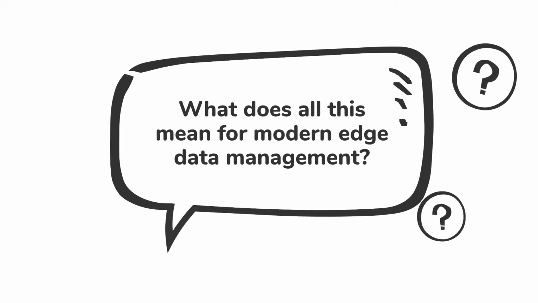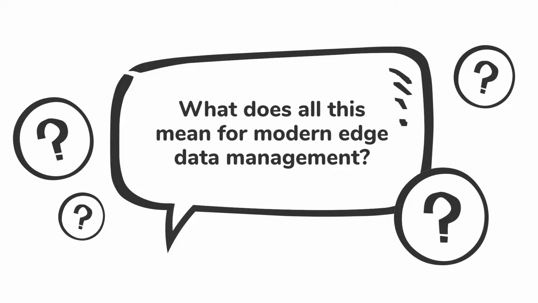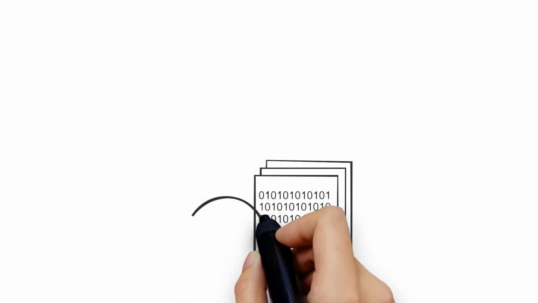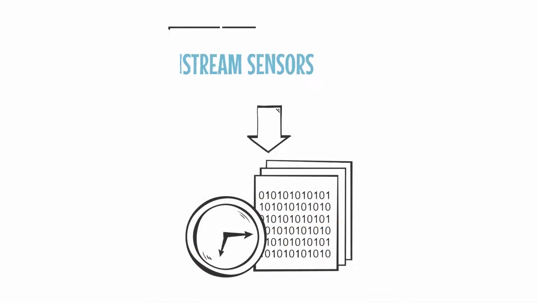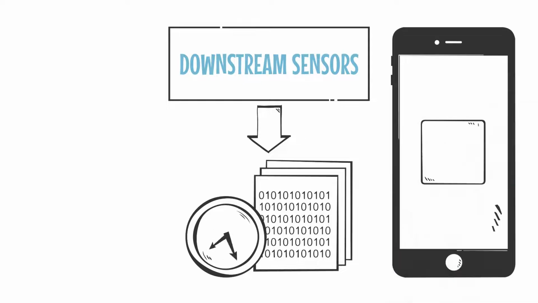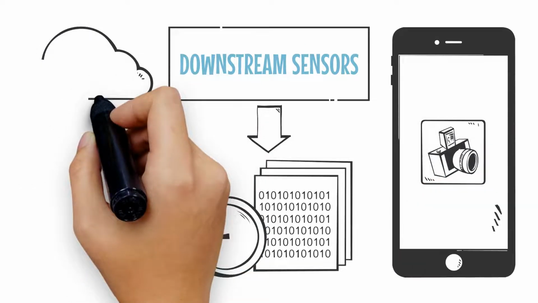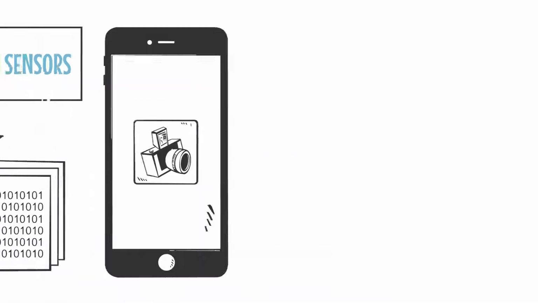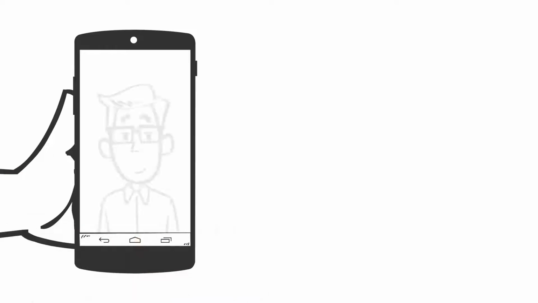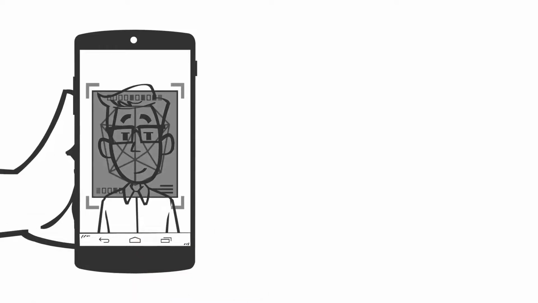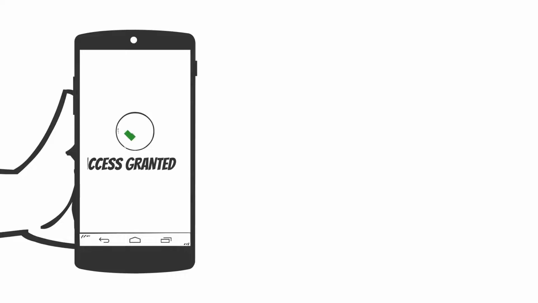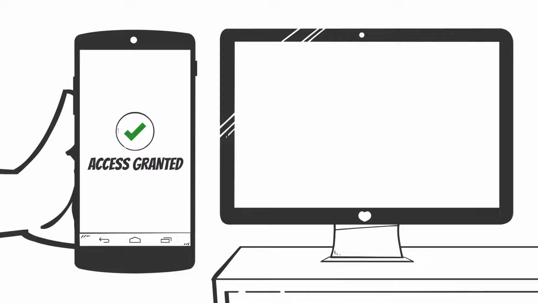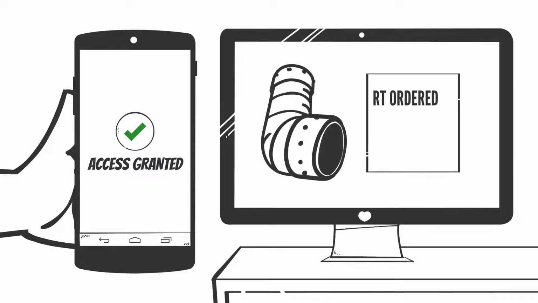What does all this mean for modern edge data management? Increasingly, intelligent edge applications collect time series data from downstream sensors, the camera in a cell phone, for example, but they also transfer data to and from the cloud to support decision-making at the edge. For example, grant access to this device based on facial recognition against this account or for access to this particular app.